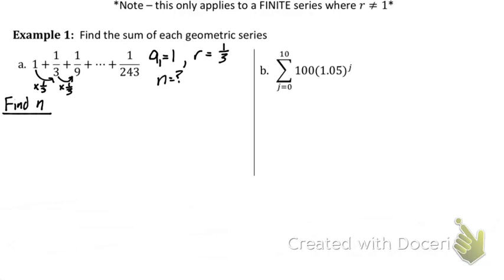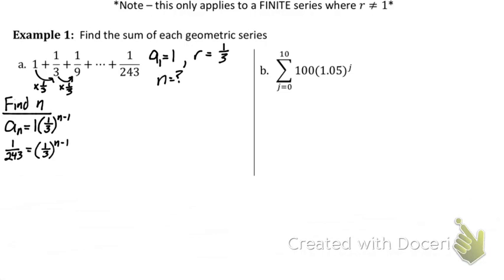All right. The easier way is to come up with an explicit formula. The explicit formula for a geometric sequence is a sub n equals my first term times my common ratio to the n minus 1. The term I'm looking for is 1/243, because that's my end point. So we're just going to plug in 1/243 for that a sub n, and that's going to equal 1/3 to the n minus 1.